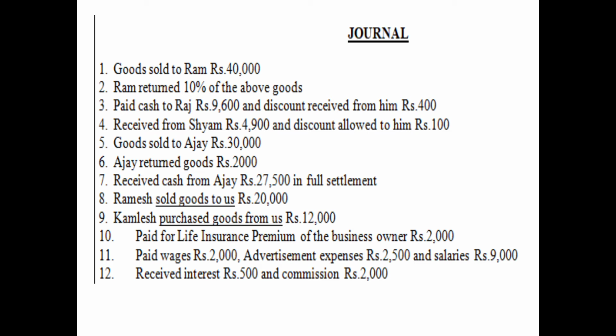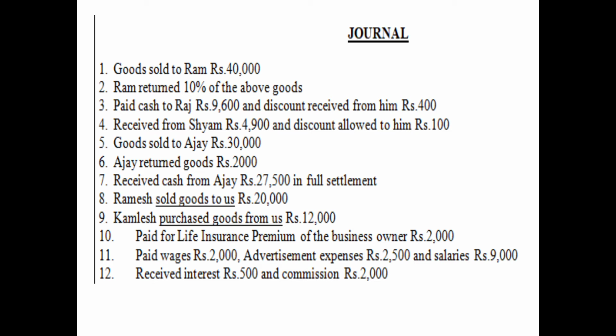Then 10th point, paid for life insurance premium of the business owner. Now life insurance premium is related to somebody's life. That means it is a personal expense. So the business has paid personal insurance expense of the business owner. That means it is drawings. So the entry will be drawings account debited 2000 to cash account 2000, because the payment is made in cash.